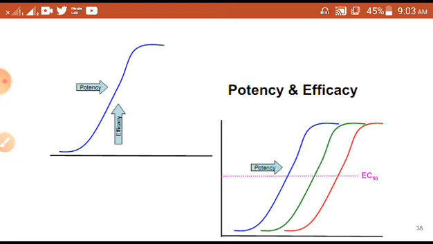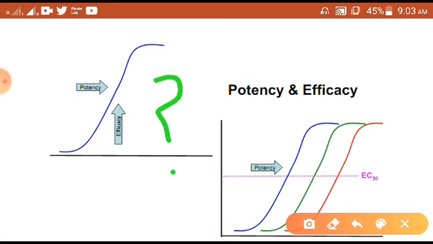and showing the efficacy of that. If you see in the middle, EC50 has been shown. So here also the similar question comes. Blue, green and red, which is more potent? You answer me later, which is more potent and which is more efficacious, and compare between the three, blue, green and red, and tell me the comparative efficacy and comparative potency.